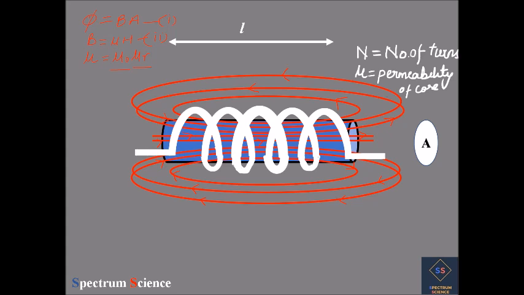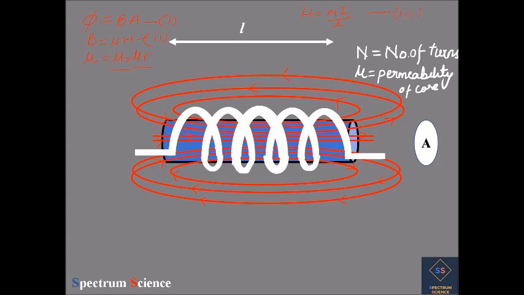Now this last equation is H equals N I by L, where H is the magnetic field strength, N is the number of turns in the solenoid, I is the current flowing through the conductor, and L is the length of the solenoid. This is equation number 3.